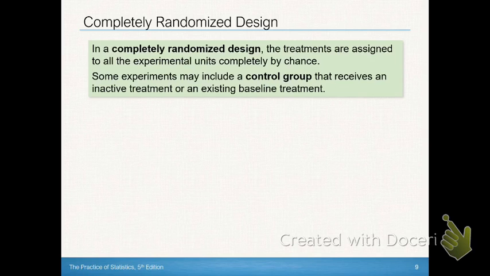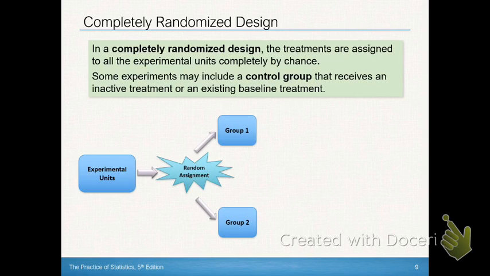So we're going to look at one example. It's called a completely randomized design. This is the most basic experiment that you can do. You'll start with all of your experimental units, and then you will randomly assign them into two or more groups. So maybe you could have a third group.